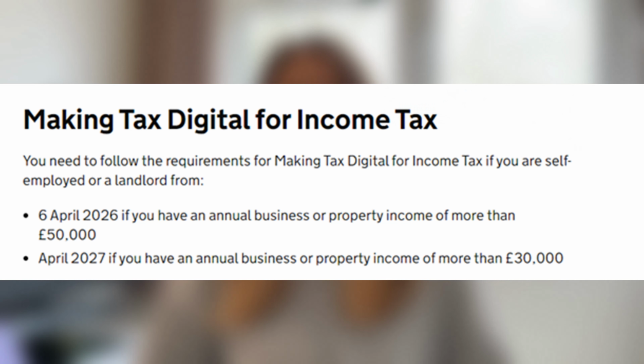So I'll put a timeline on the screen. It has changed a few times, so this may change again, but as of right now, this is the time frame for businesses. So from the 6th of April 2026, if you are turning over more than £50,000, you will need to switch to Making Tax Digital. And from the 6th of April 2027, if you are turning over more than £30,000, you will need to make the switch. Now, this probably seems like a long way off.